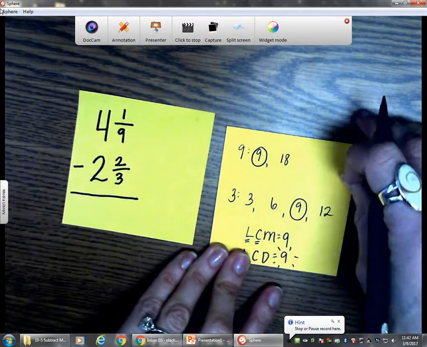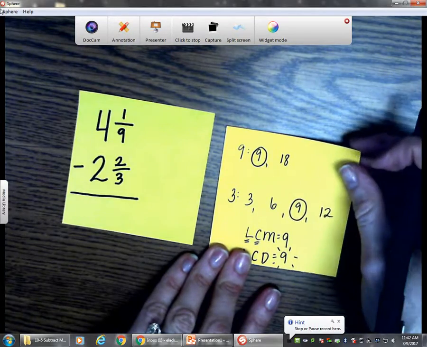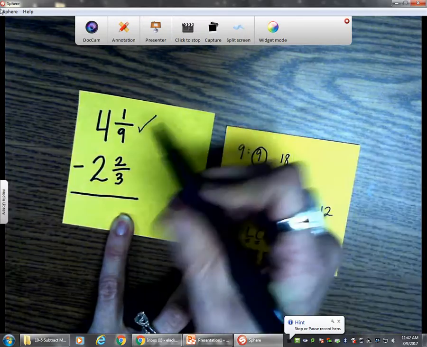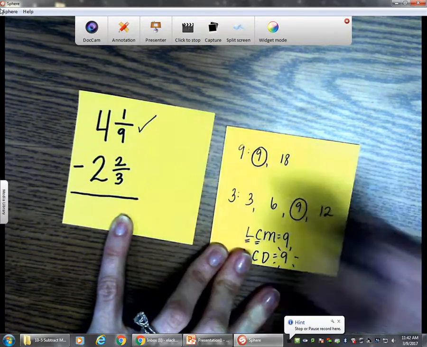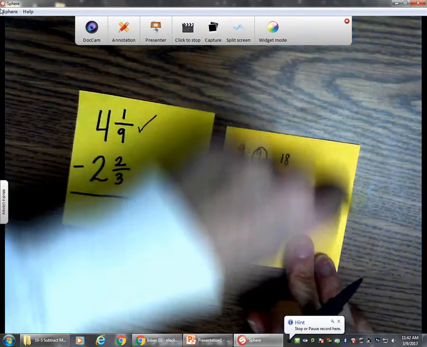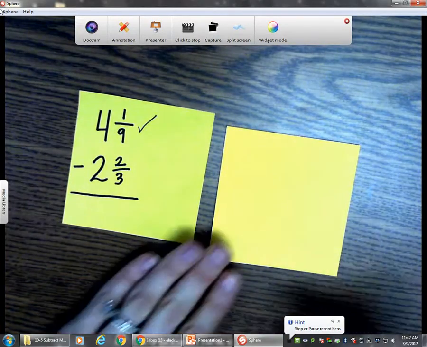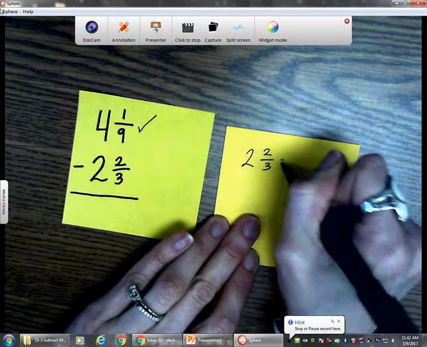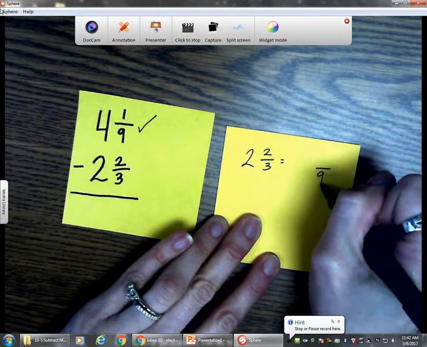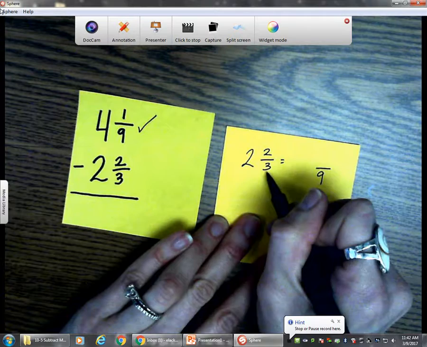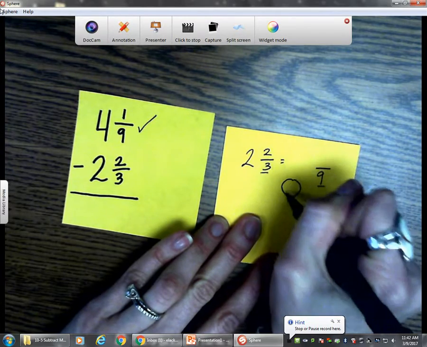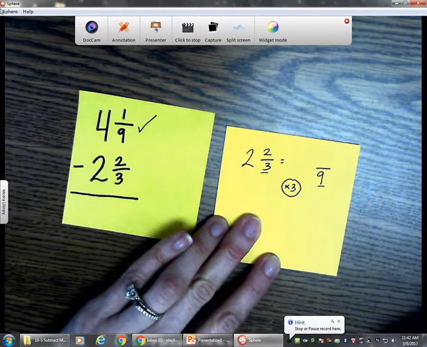Another case of the good news, bad news. Good news, this is fine. Bad news, this needs fixed. No worries. 2 and 2/3 needs to have a denominator of a 9. How do you get from thirds to ninths? How do you get from 3 to 9? You multiply by 3. 3, 6, 9.